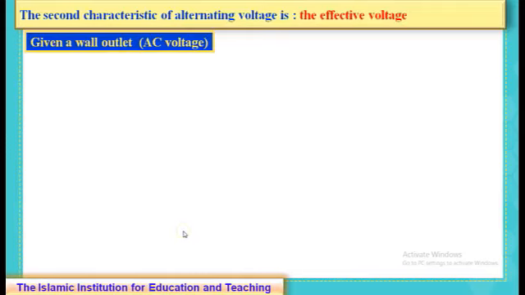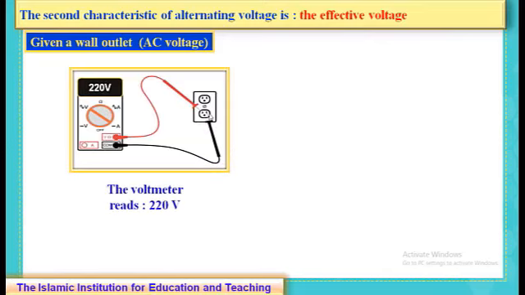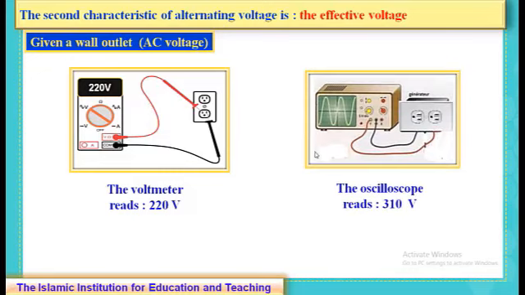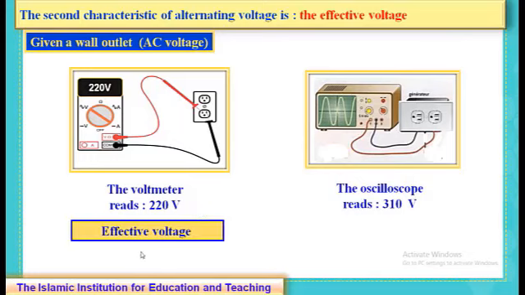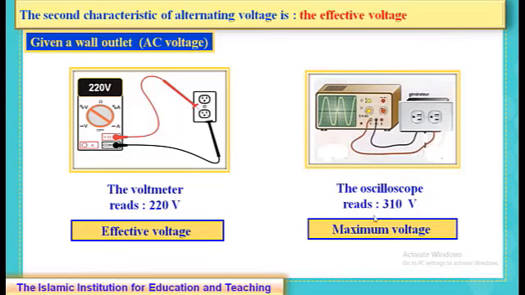Let's now move to the second characteristic of the alternating voltage, which is the effective voltage. Here we have a wall outlet of AC voltage. When it is connected to a voltmeter of AC mode, this voltmeter reads 220 volt. When this same outlet is now connected to the oscilloscope, it gives us 310 volt. So we have 2 types of voltages right here. The first one is called the effective voltage, while the second one is called the maximum voltage. The effective voltage is measured using the voltmeter, while the maximum voltage is measured using the oscilloscope.